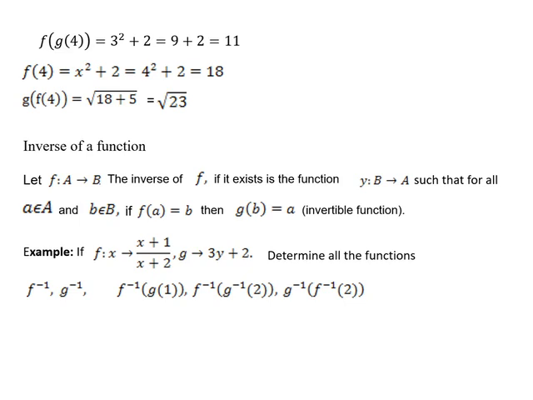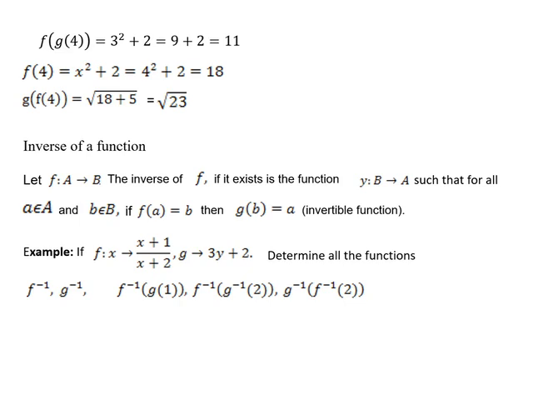Then we move to inverse of a function. Let f be a mapping from A to B. The inverse of f, if it exists, is the function g, a mapping from B to A, such that for all a in A and b in B, if f of a is equal to b, then g of b is equal to a. This is an invertible function. Call it an invertible function. Let's look at the example here for better understanding.